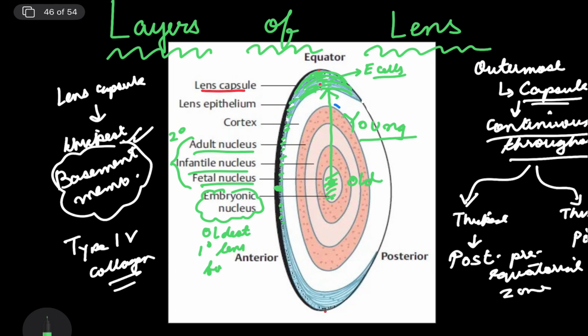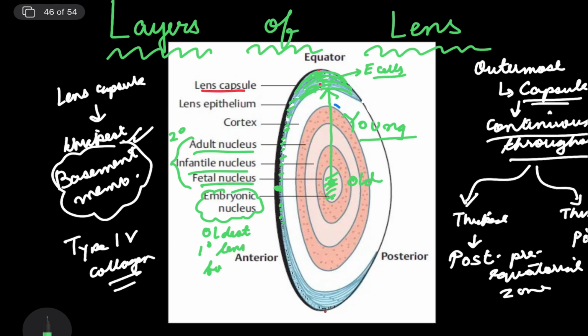So hopefully this video has been of some help to you in getting a basic overview of the lens anatomy. It is not rocket science, definitely it's not rocket science. In fact, it is a lot easier than a lot of other ophthalmology topics as well. Very easy to understand. Hopefully I have been able to make you understand, and make this somewhat interesting for you.